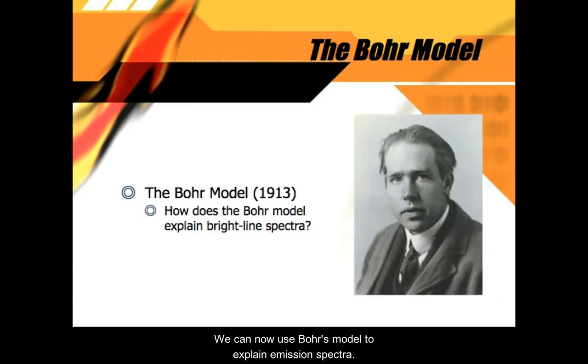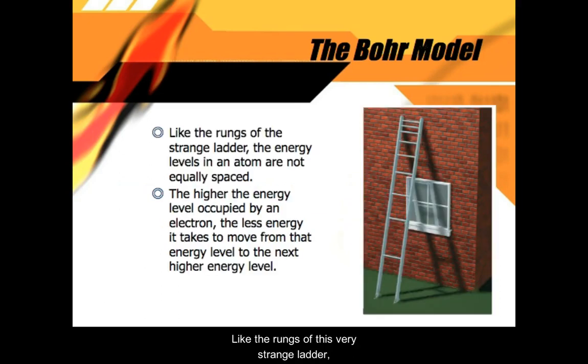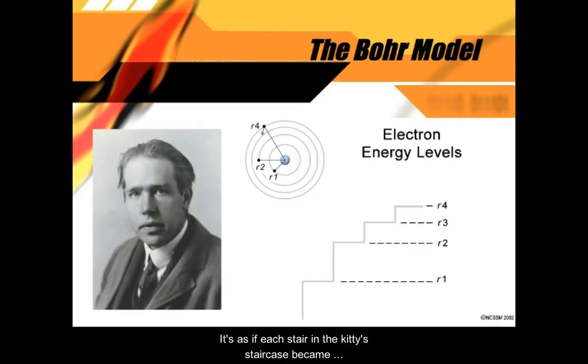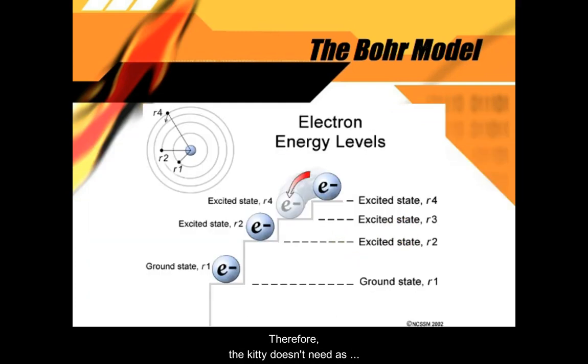We can now use Bohr's model to explain emission spectra. Like the rungs of this weirdo ladder, the energy levels in an atom are not equally spaced. The higher the energy level occupied by an electron, the less energy it takes to move from that energy level to the next higher energy level. It's as if each stair in the kitty's staircase became shorter the higher up the staircase she goes. Therefore, the kitty doesn't need as much energy to move from one stair to the next. The photons of energy she absorbs and releases become smaller and smaller.